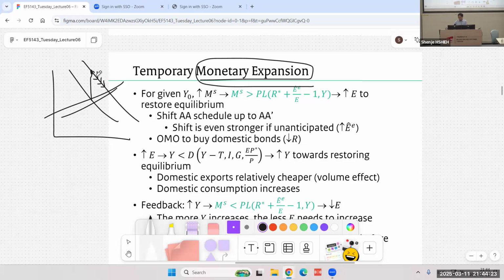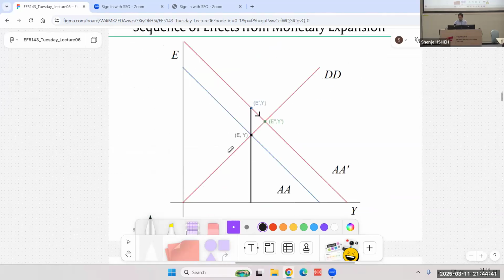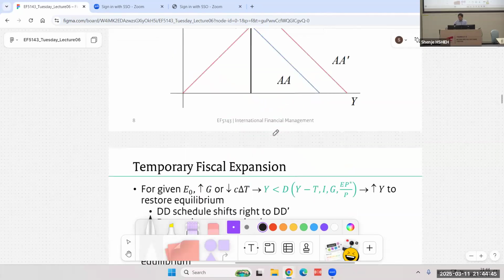And as exports increase, E is going to be stronger. And so our final point is when Y doesn't change, right? And that's where markets clear everywhere. Right, that's the general pattern here. So I kind of outlined the feedback here. You can read on your own, but it's whatever I just said, just a little bit more explicit. Right. So going from here to here to here to here. All right.